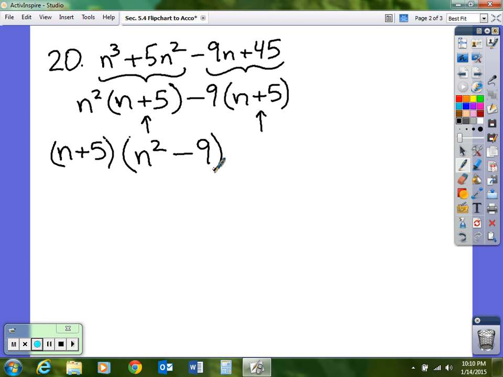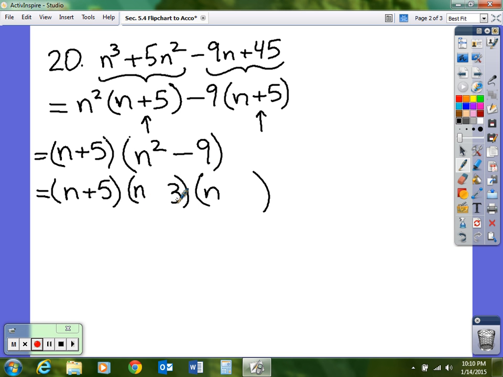After we have factored like this in factoring by grouping, we must take a look at both things that are in parentheses and determine if they can be factored again. The n plus 5 cannot. It is as simple as it gets. However, the n squared minus 9 is a difference of squares, and it can be factored into two sets of parentheses, both starting with n, both ending with 3, one of them positive while the other one is negative. We now have three sets of parentheses, and that is our final answer.